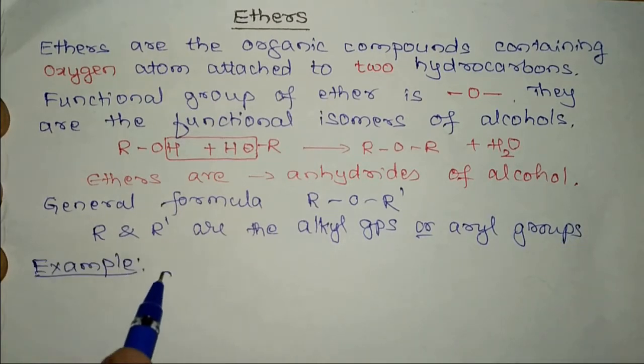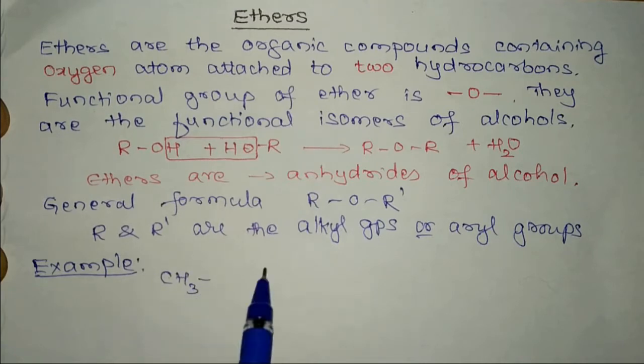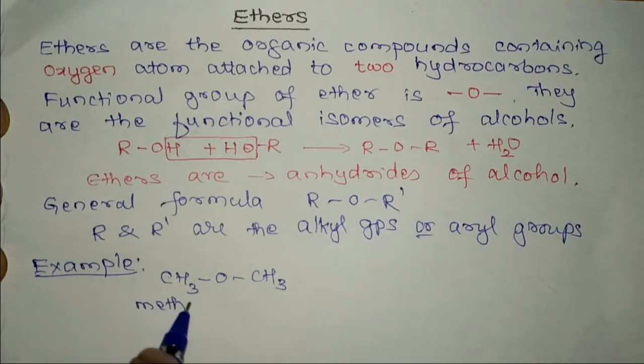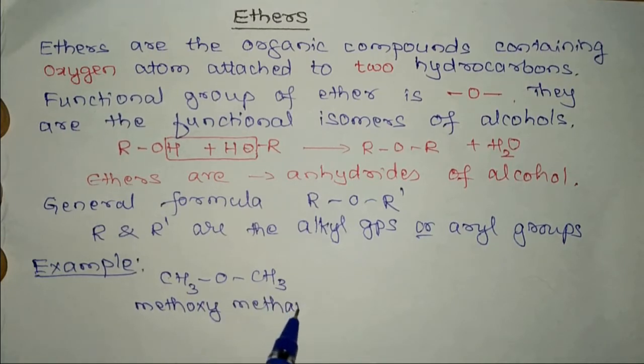Example, CH3OCH3. This is methoxymethane. CH4 is methane. OCH3 is the methoxy group. One hydrogen atom is replaced by the methoxy group and the parent compound is methane. So methoxymethane, or another name, dimethyl ether.